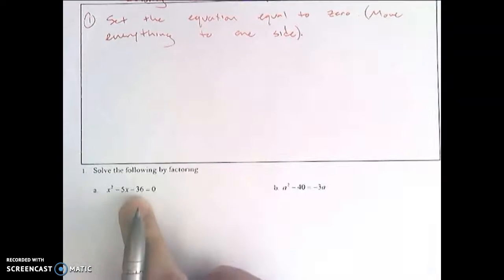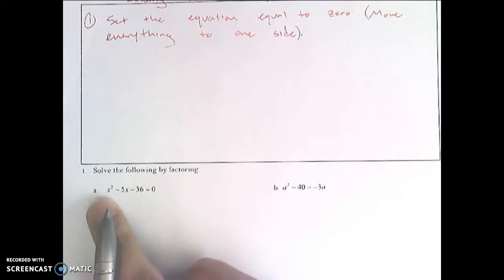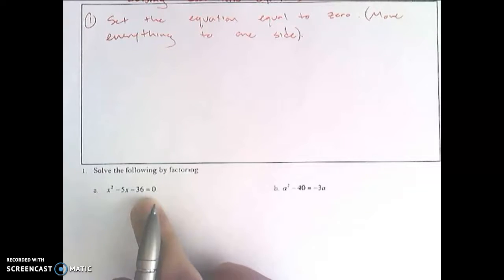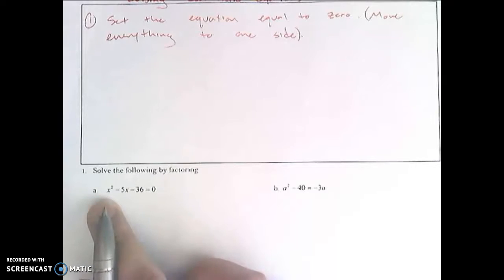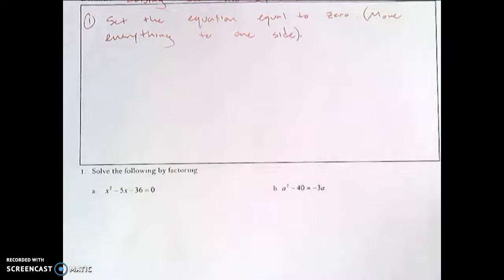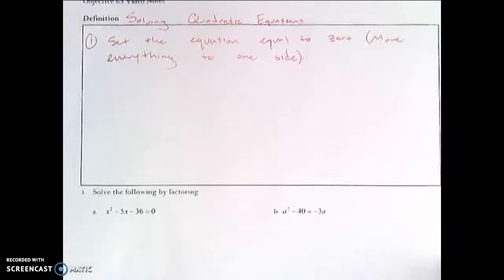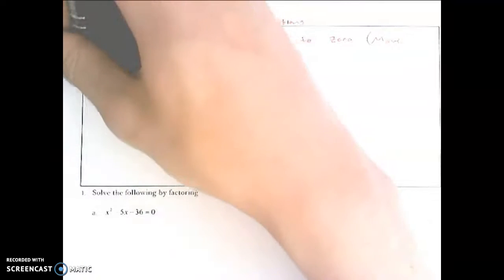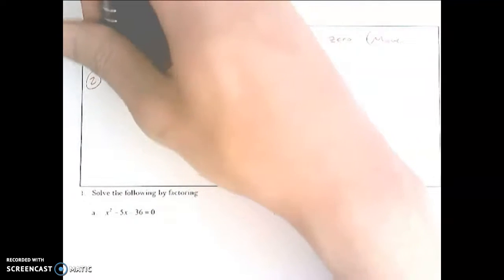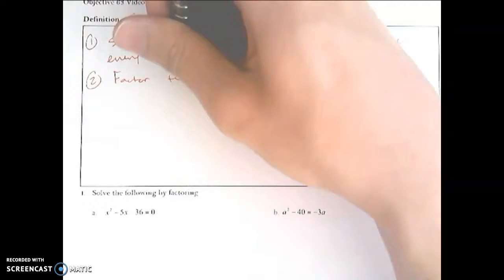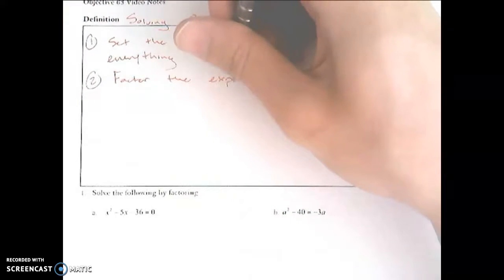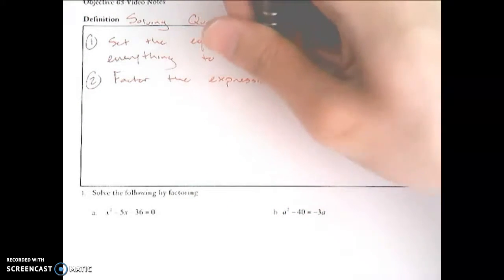So looking at this example down here, we've got a quadratic. The degree is 2, and everything is moved over to one side. It's all equal to 0. So all of our terms are moved onto the left-hand side. So that one's good to go. We've already got step 1 done for that one. Step 2 would be to factor the expression like the previous objectives.